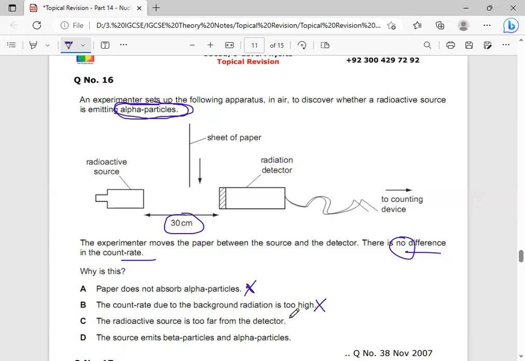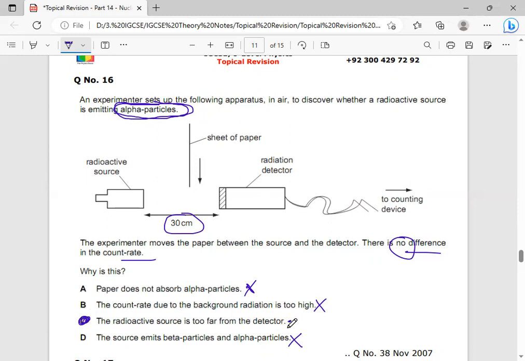The radioactive source is too far from the detector. Since it is emitting alpha particles and the distance was 30 centimeters, alpha particles cannot be detected at a distance of 10 centimeters. The source emits beta particles and alpha particles. If they are emitting alpha and beta particles, the reading should change. So this option is wrong. And since after placing the paper, they can pass through the paper as well, option C is the correct answer.